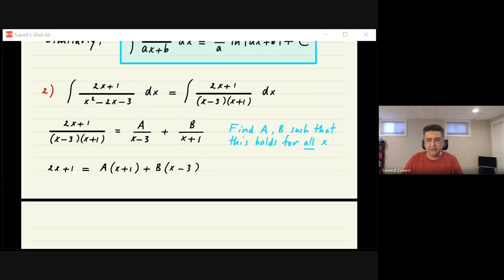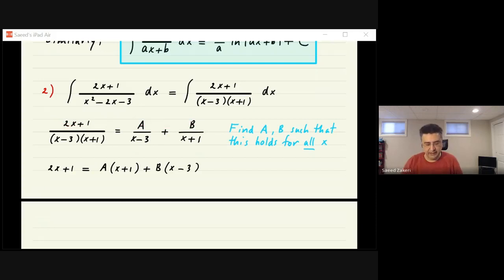Is everybody happy with this? I just combine these two. The bottom is equal to this bottom, and the top will be A times x plus 1 plus B times x minus 3. That would be the top. And I set it equal to this top.